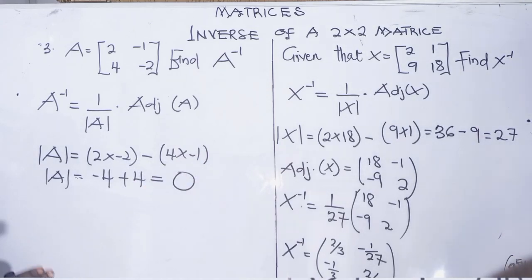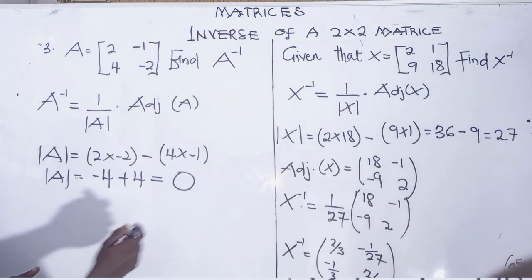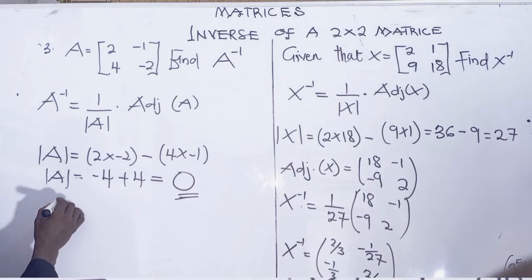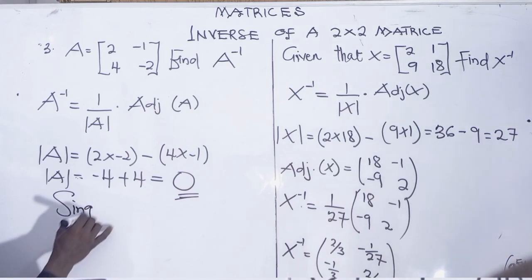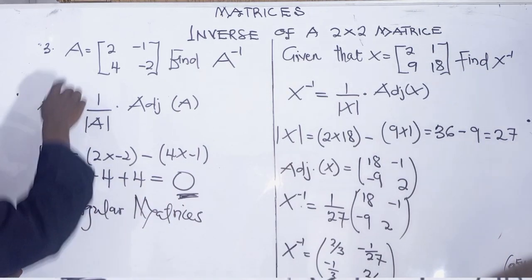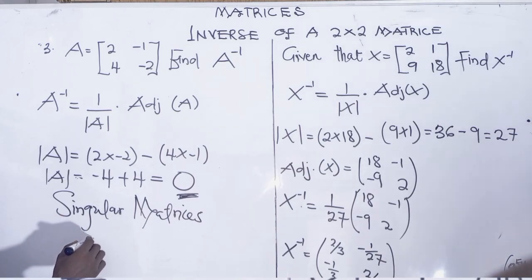And whenever you find the determinant of a matrix and you are getting 0, then that matrix has no inverse. And these types of matrices are called singular matrices. So when we talk about singular matrices, we are referring to matrices with no inverse, and the determinant of such matrices is equal to 0. So you can say that matrix A has no inverse.